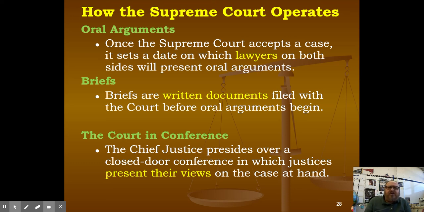Okay, then there's the court in conference. That's where the Chief Justice presides over a closed-door conference in which the justices then present their views on the case at hand. So this part is not open to the public. Everything else is open to the public. The court in conference, this is after they've heard the oral arguments, they've asked their questions, they've read the briefs, then the justices go into a meeting in closed door and they discuss and present their views on that case, and then we'll vote.